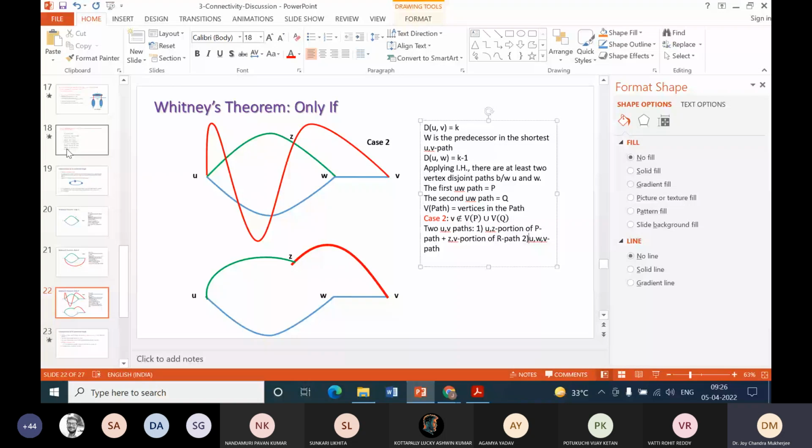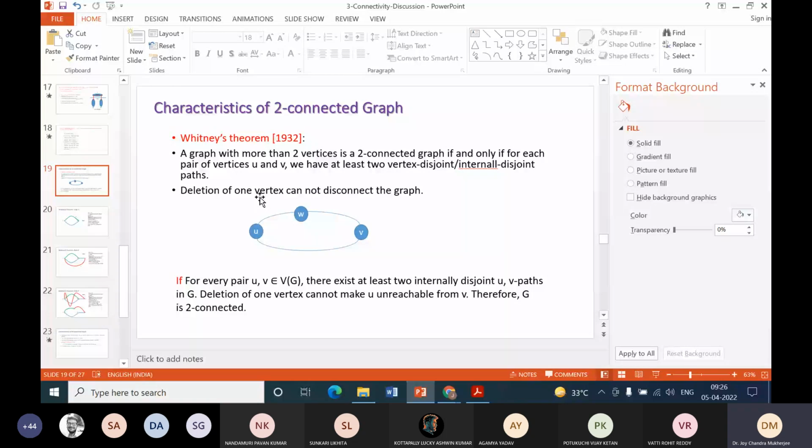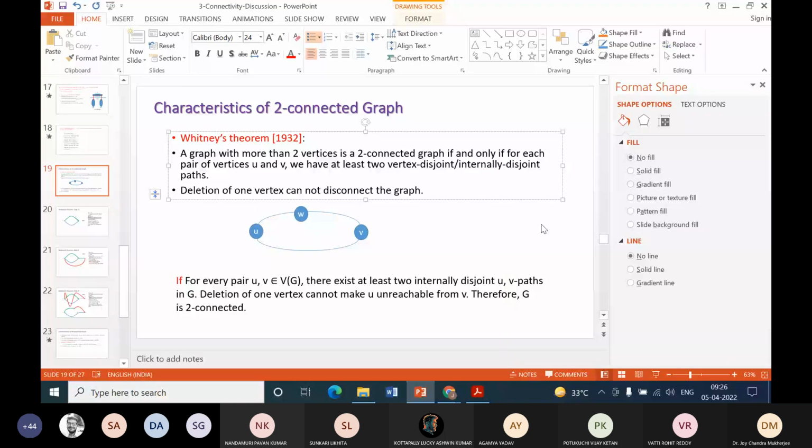if a graph with more than two vertices is two connected, then for every pair of vertices U and V, we have at least two vertex disjoint or internally disjoint paths.